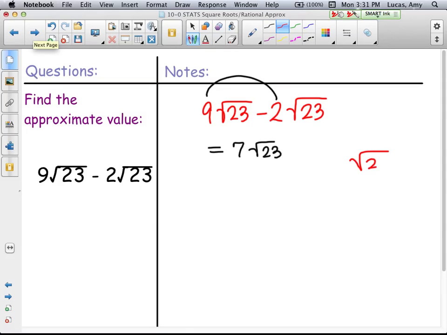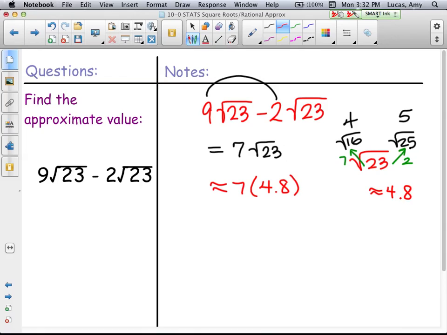The square root of 23 is in between the perfect squares, 16, which is 4, and 25, which is 5. It's much closer, though. It's only 2 away versus 7 away. So it's much closer to 5. So I'm going to go with 4.8 as my approximation. So 7 times 4.8, 56, and then 28 plus 5 is 33, so it's about 33.6.